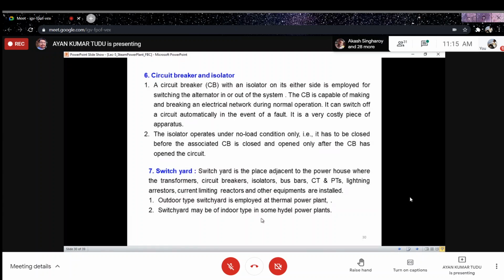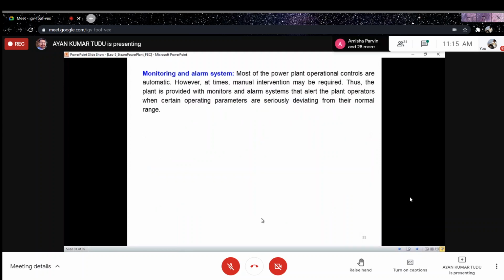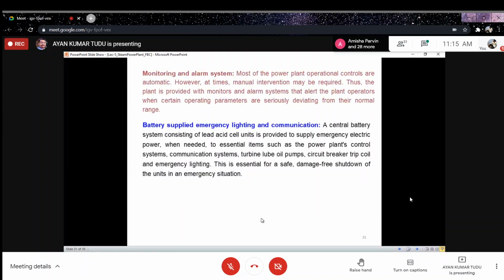Okay, and last but not the least for today, we have our monitoring system and our battery supplied emergency lighting and communication. Monitoring and alarm system: most of the power plant operation controls are automatic. So obviously at times manual intervention may be required, and thus the plant is provided with monitors and alarm systems that alert the plant operators when certain operating parameters are seriously deviating from the normal range. That is what a monitoring or alarm system does.